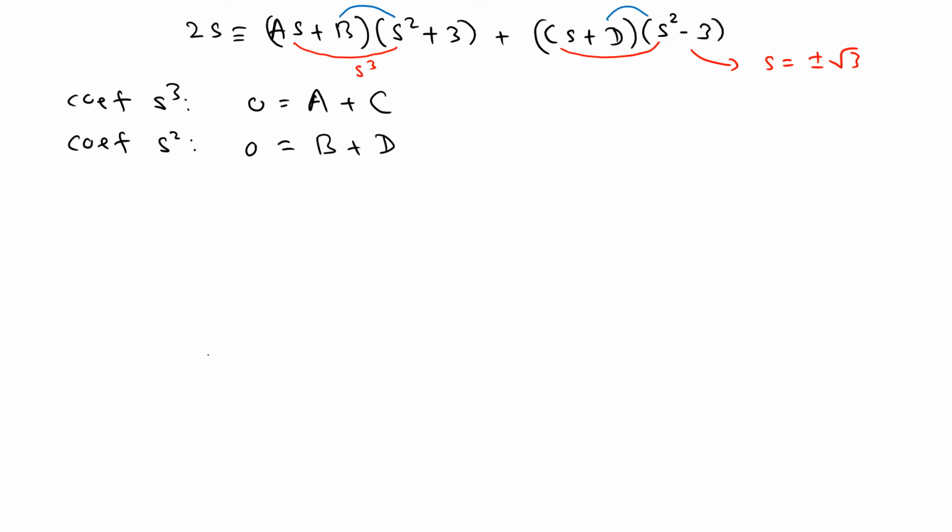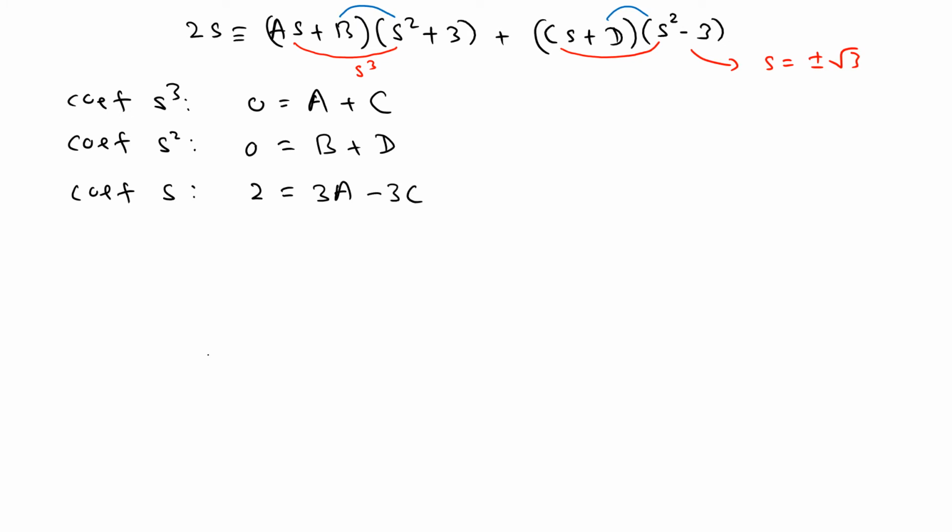And then we're going to go to the coefficient of s. Actually there is an s term here, so the coefficient is 2. And how do we get an s term? When you multiply a s with 3, you get an s term, so the coefficient is simply 3a. And the same thing, if you multiply c s with negative 3, you get an s term, which means negative 3c. So those are the s terms.